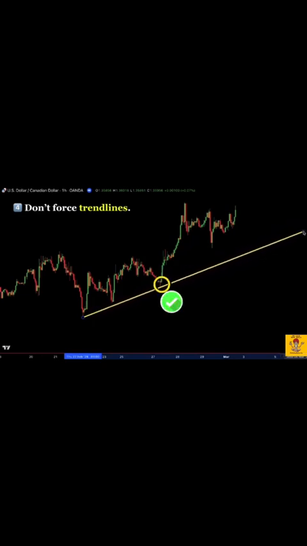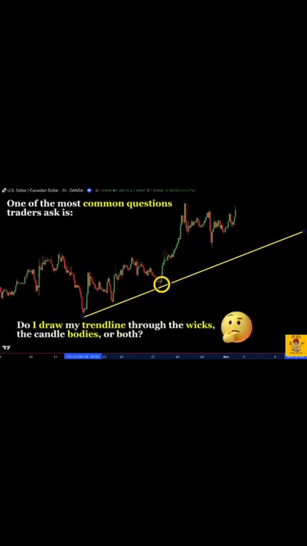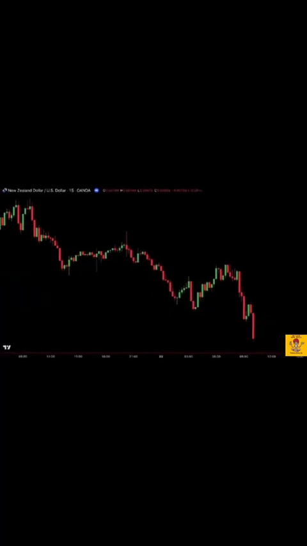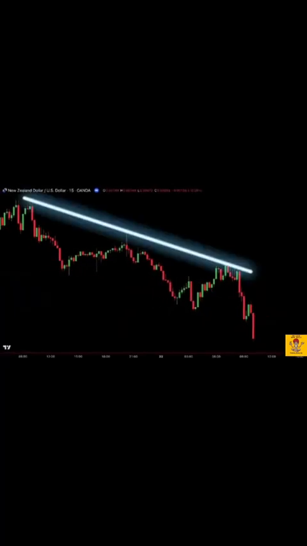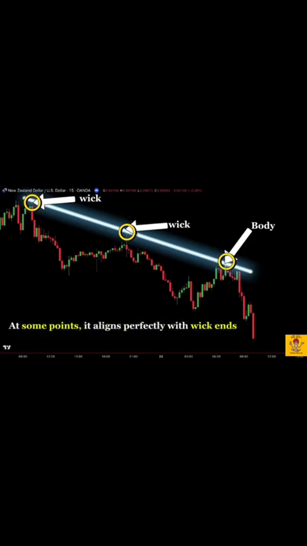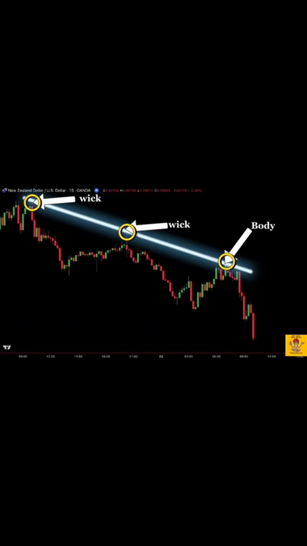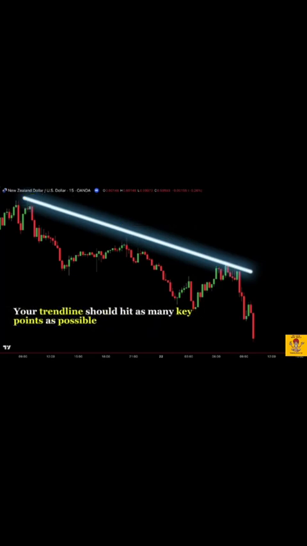One of the most common questions traders ask is, do I draw my trend line through the wicks, the candle bodies, or both? Here's the answer. Always draw your trend line where you can get the most touches. Let's break it down with an example. Here's a clear downtrend. If we draw the trend line to align with the most swing points, you'll notice it touches both wicks and candle bodies. At some points, it aligns perfectly with wick ends. At other points, it cuts through a wick and touches a candle body to maintain consistency. The key takeaway? Your trend line should hit as many key points as possible.